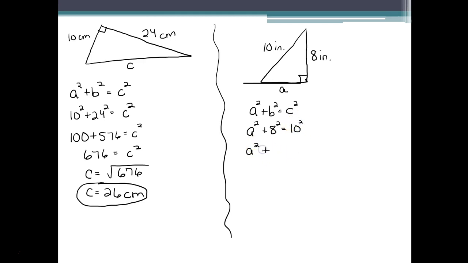So A squared plus 64 equals 100. Subtract 64 from both sides. You get A squared equals 36. Technically, A is plus or minus the square root of 36, but we only need the positive square root because we're finding a length. Square root of 36 is 6. So A is 6 inches. There you go. That's how you can apply the Pythagorean theorem.